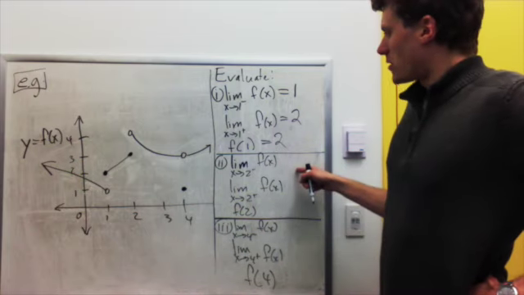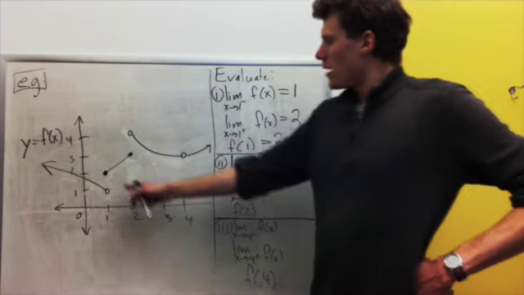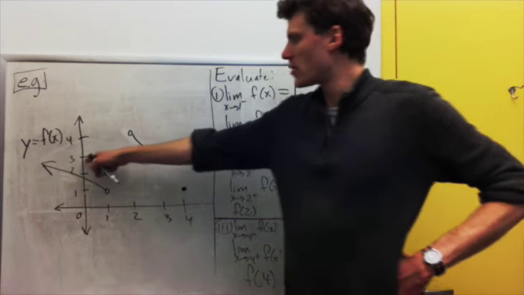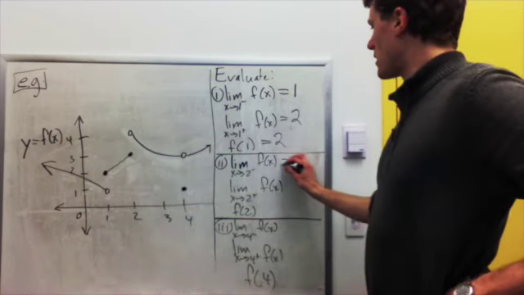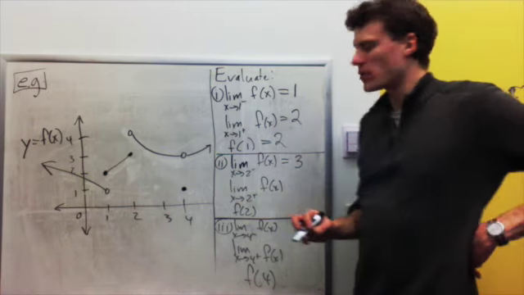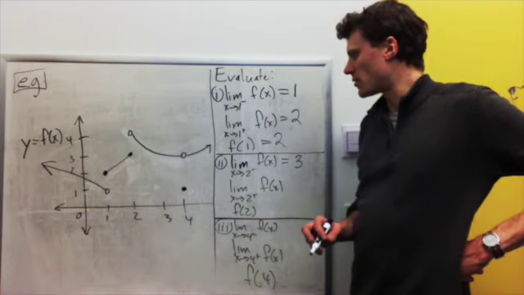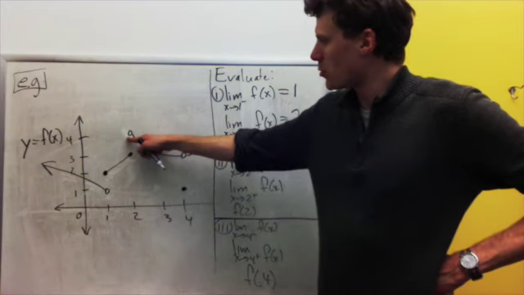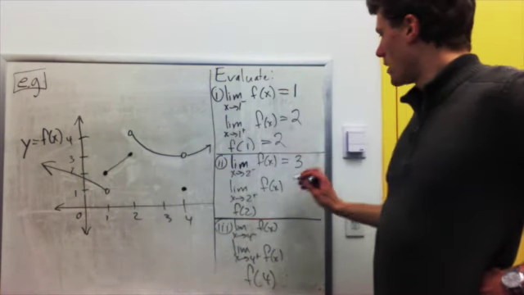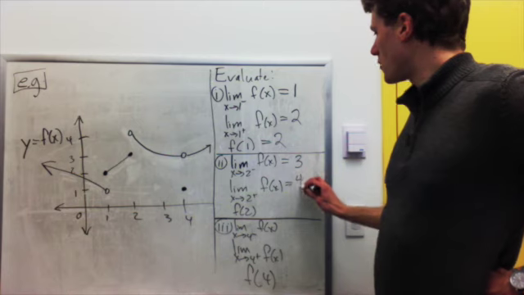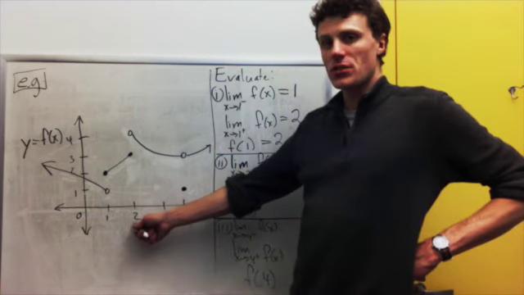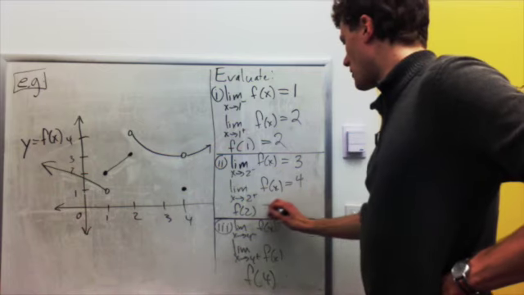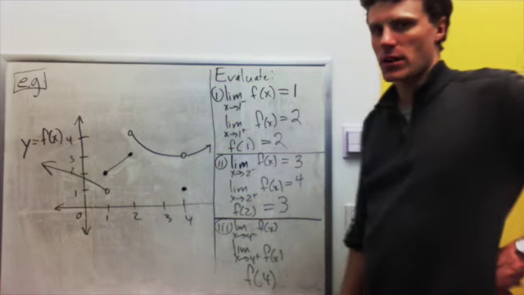Okay, let's look at 2. Now, as we approach 2 from the left, we approach this filled-in circle, which has y-coordinate 3. So that means that the function goes to 3 as we approach 2 from the left. As we approach 2 from the right, the graph approaches this open circle, which has y-coordinate 4. So the limit from the right is 4. What is the value of the function at 2? Well, we go to the closed circle for that. That has y-coordinate 3, so the value of the function at 2 is 3.